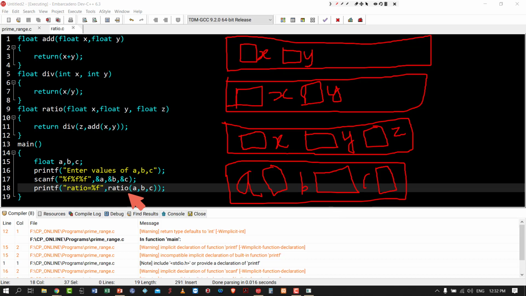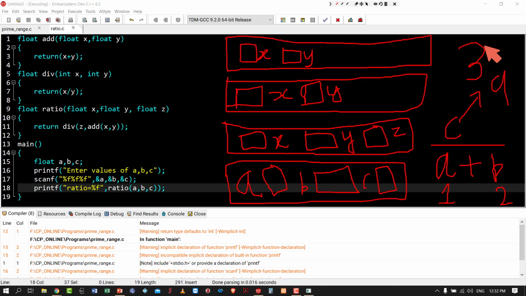So what I am going to do here is c by a plus b. So I am giving values c as 9, a as 1 and b as 2. So in the end I will get 9 by 3. The result will be 3. So here I already told you a will be 1, b will be 2 and c will be 9.